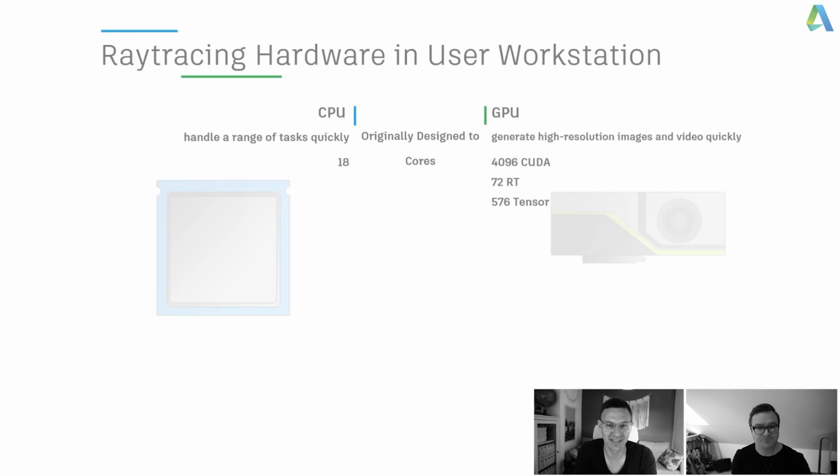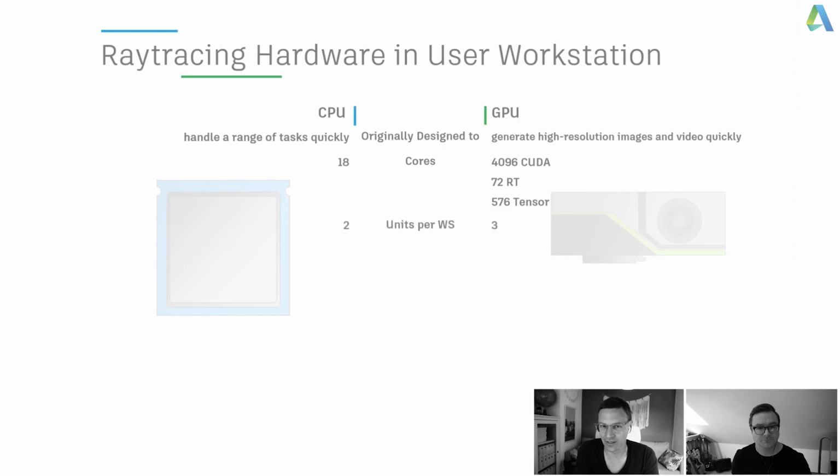And we also have the tensor cores. You might have heard of tensor cores because they are often used for calculating artificial intelligence quite rapidly. And they are used in VRED for generating the denoiser.